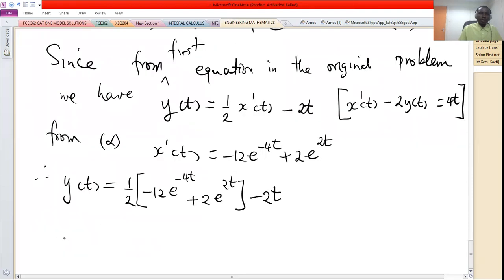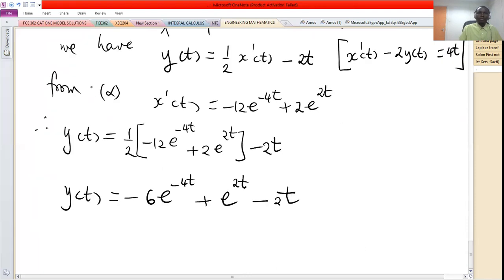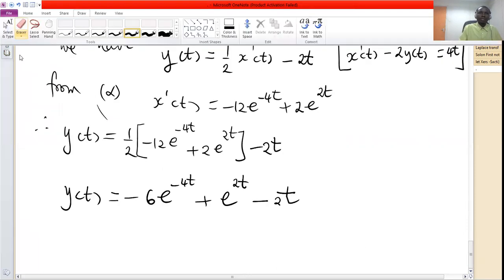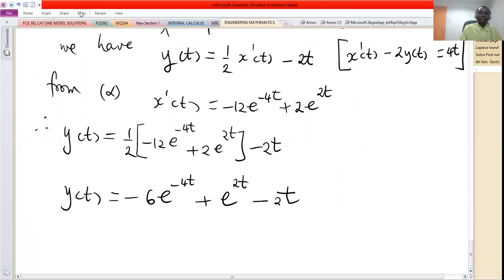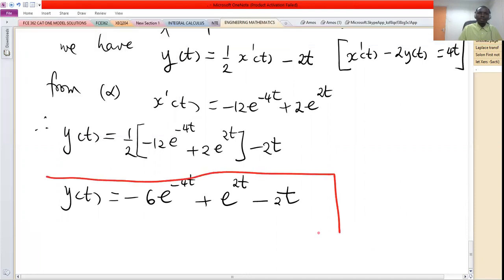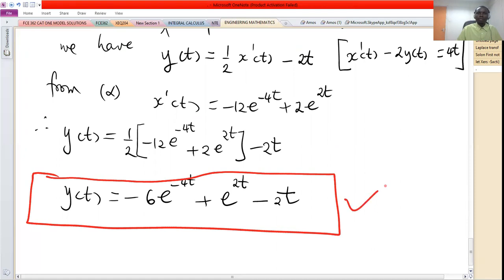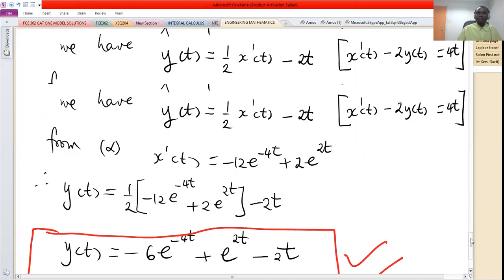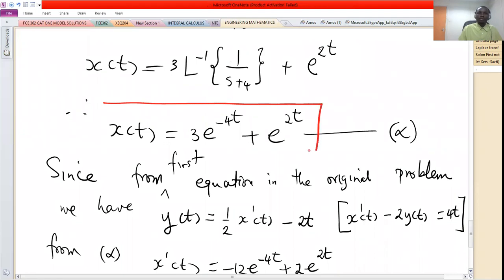When you simplify this one, you'll get y of t equals to minus 6 e raised to the power minus 4t plus e raised to the power 2t and then minus 2t. So therefore, this is the solution for the other function y. So this is the solution for the y function, and then this is the solution for the x function. So that's how we're supposed to solve that problem. Thank you.